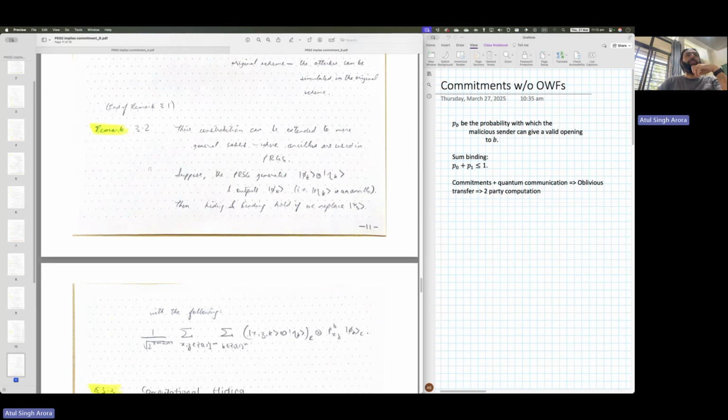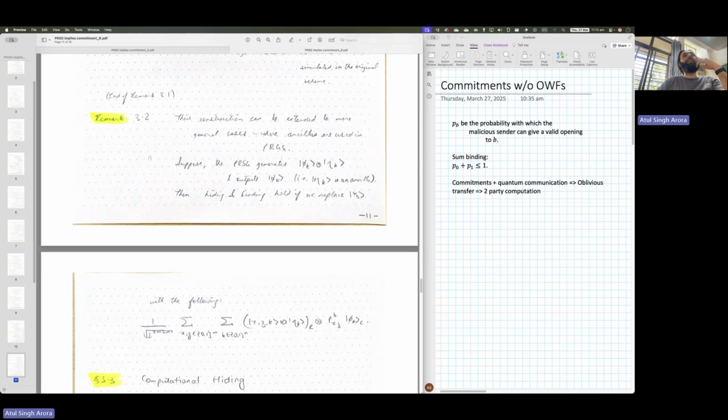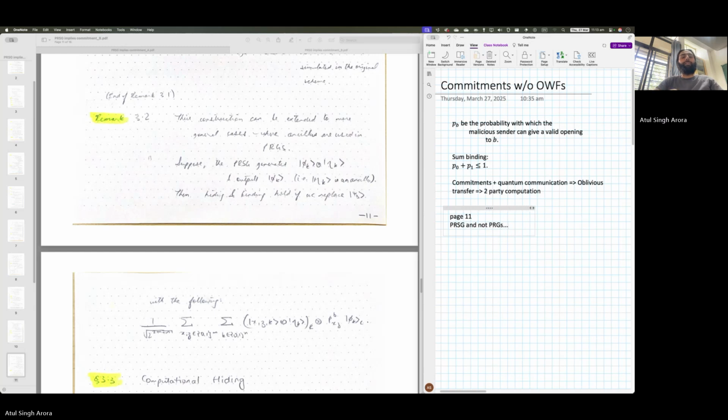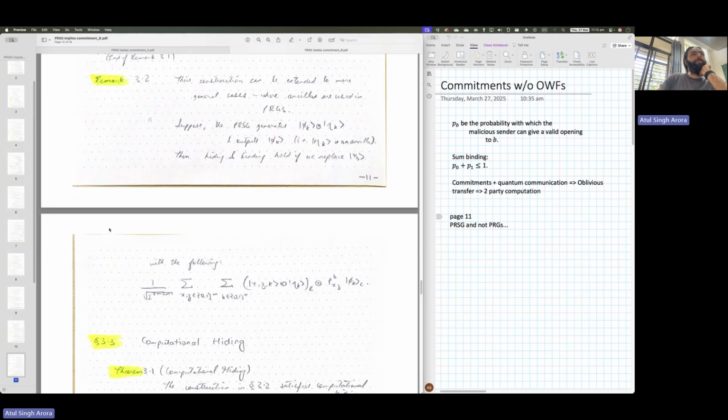The second remark is that one can extend the argument even in the case where the PRG is the pseudorandom state generator, PRSG. Oh, shoot, I've been writing it wrong. Okay, so let me write it down for my side. Page 11, pseudorandom state generator, and not PRGs. Okay, sorry, I have to make that correction.